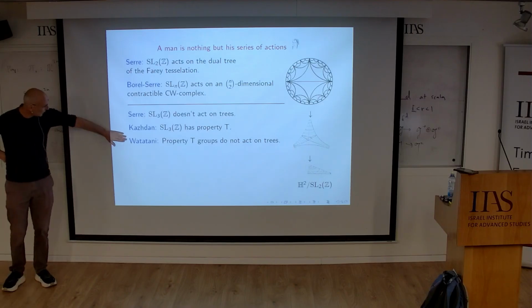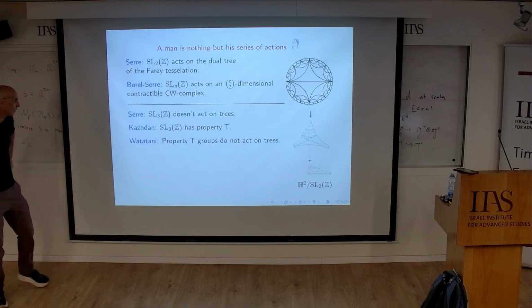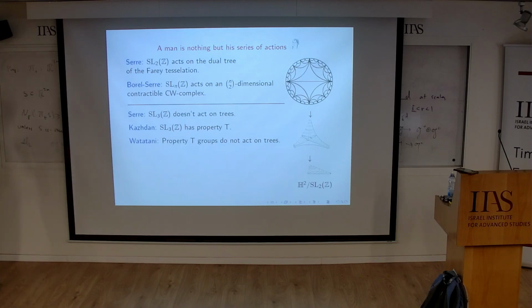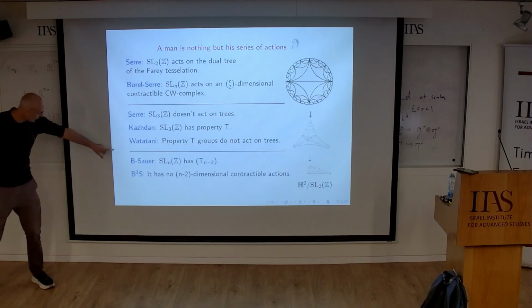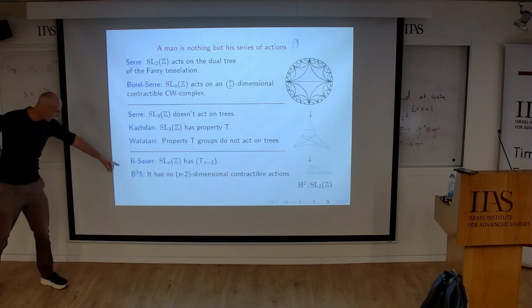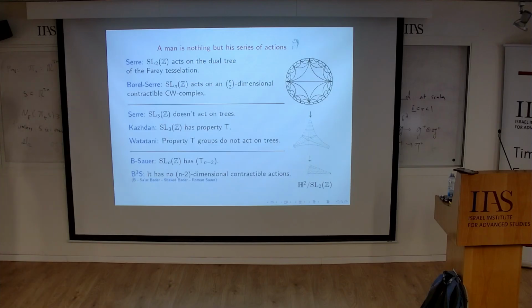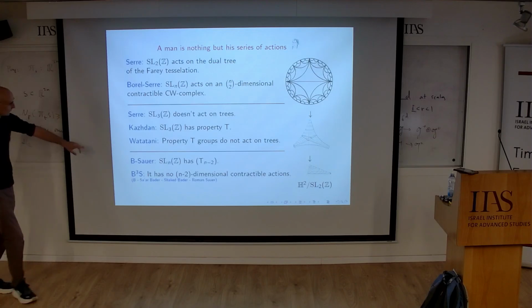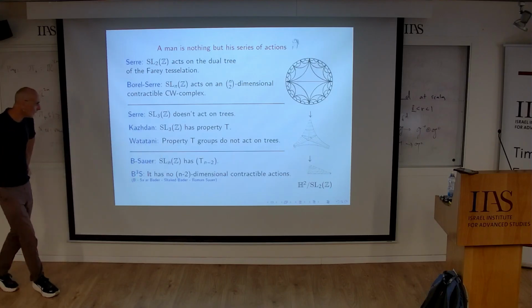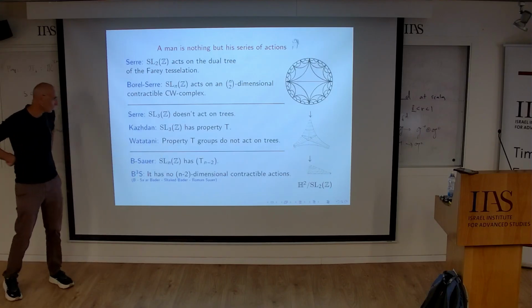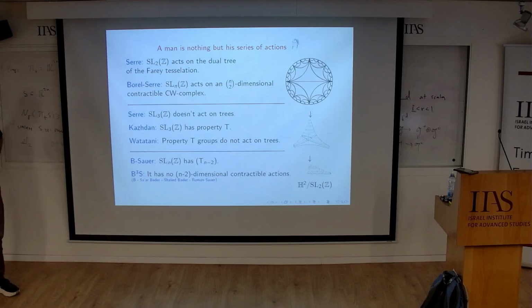But I just want to explain that property T groups do not act on trees. And this could actually be generalized. This is related to my work with Roman Sauer, and the work with Saar and Roman, that SLNZ has a higher notion of property T, and it has this property that it does not act without finite orbits on low-dimensional contractible CW complexes. What about Saar's proof? So Saar uses unipotence, and yeah.